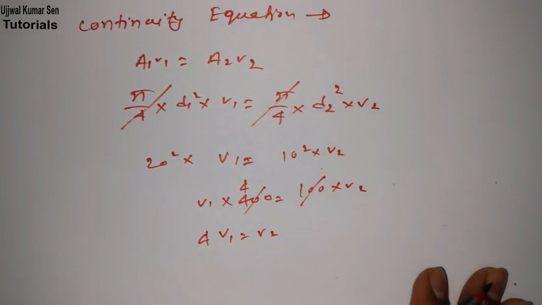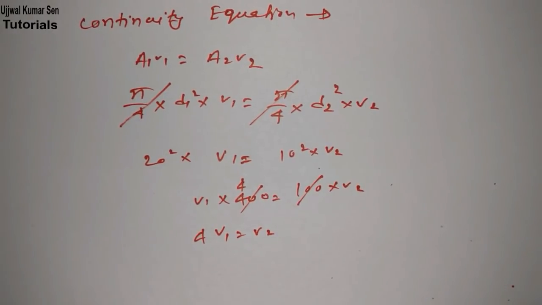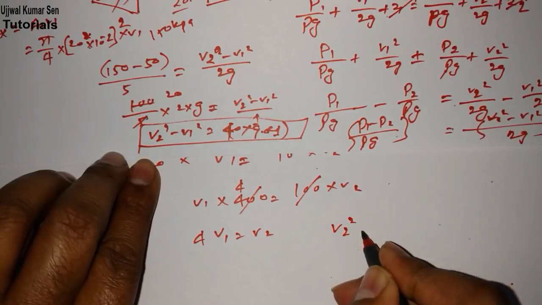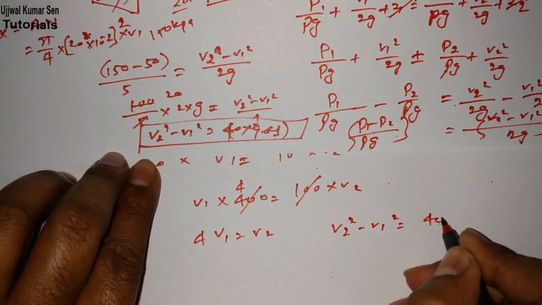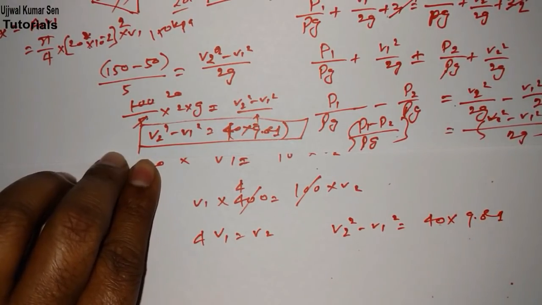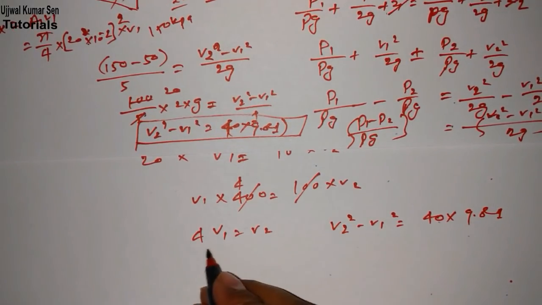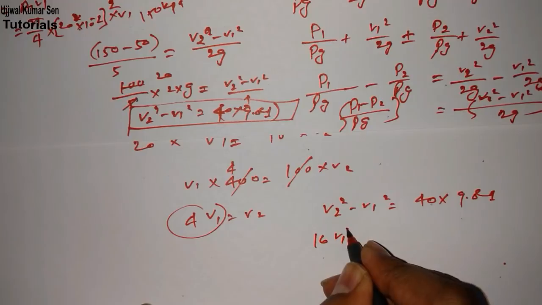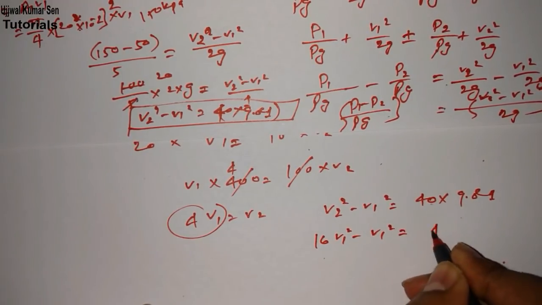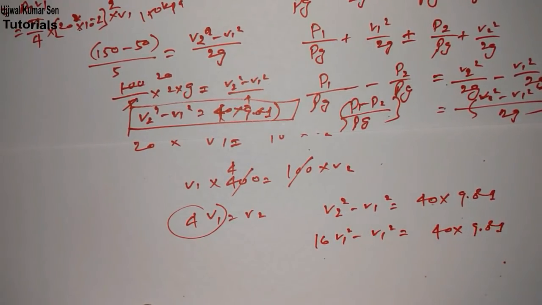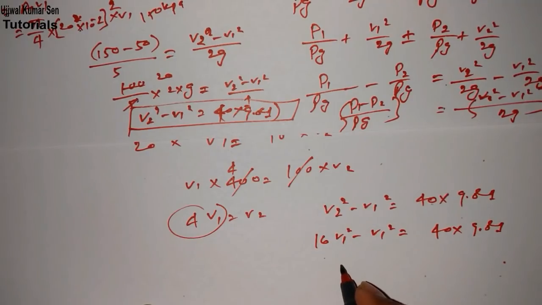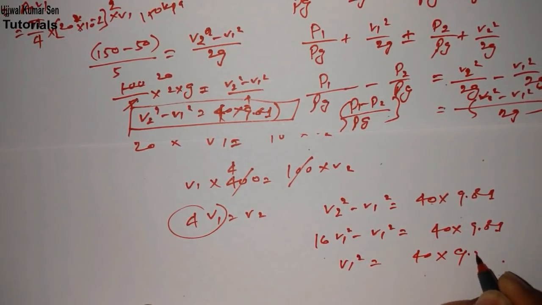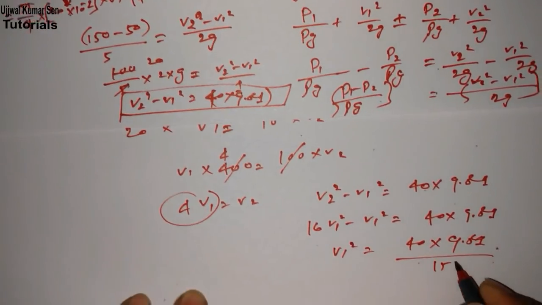We cancel, so 4 V1 is equal to V2. From here we got the equation V2 square minus V1 square is equal to 40 times 9.81. Now in place of V2 we can put this value, right? So we get 16 V1 square minus V1 square is equal to 40 times 9.81. 16 minus 1 is 15. So V1 square is equal to 40 times 9.81 by 15.